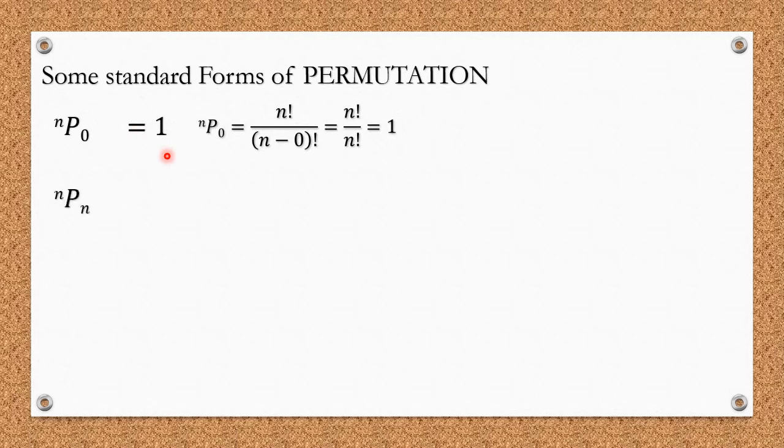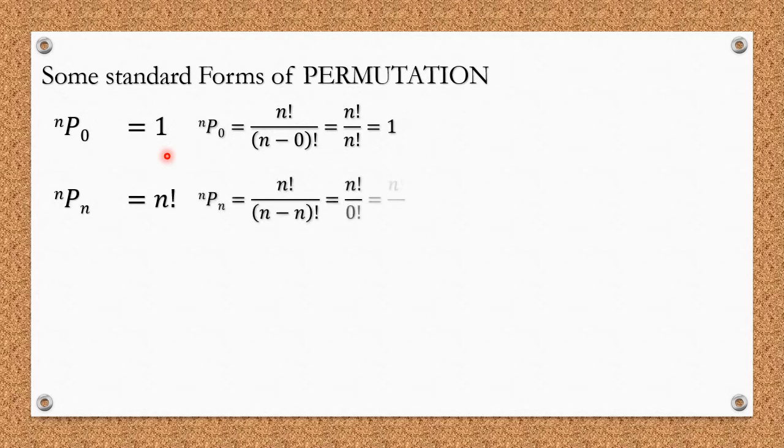Next, nPn. 5 friends, all of them get to sit. 10 friends, all of them get to sit. It will be n factorial directly. nPn, 5P5, 10P10, 15P15. We have already seen this. Directly, we can write the factorial value without using the whole formula. Why? This is the proof.